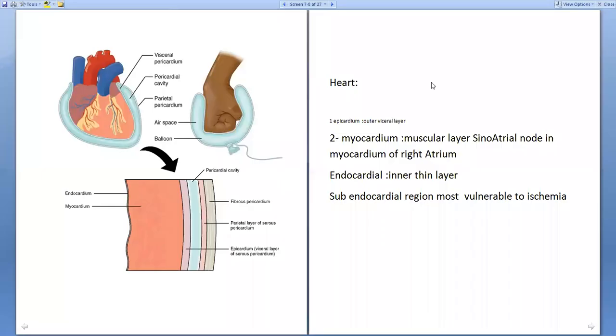Okay. Can you guys see my screen? Yes, absolutely. It is very clear. You can continue with it.